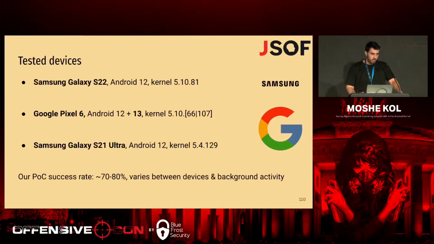We checked our POC on three Android devices, the Galaxy S22, the Google Pixel 6, and the S21 Ultra, with multiple Android versions and multiple kernel versions, and it worked on all of them. Our proof of concept achieved a 70 to 80% success rate, which varies between devices and background activity. This number could be higher with a better shaping technique and overall better engineering, but this was enough for our proof of concept.